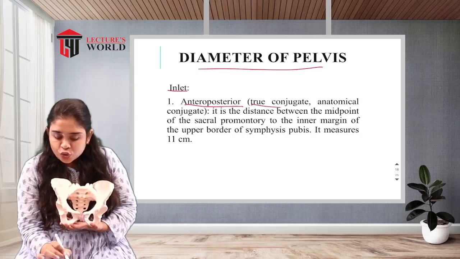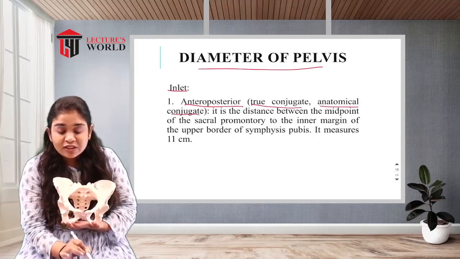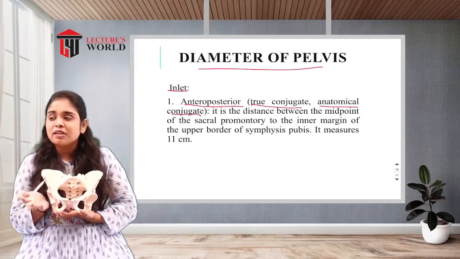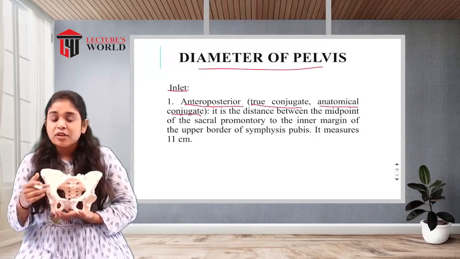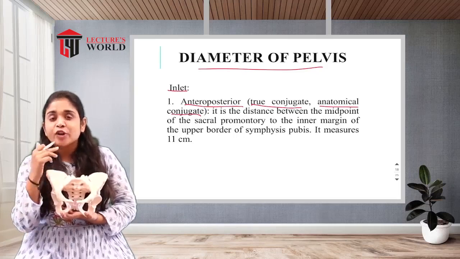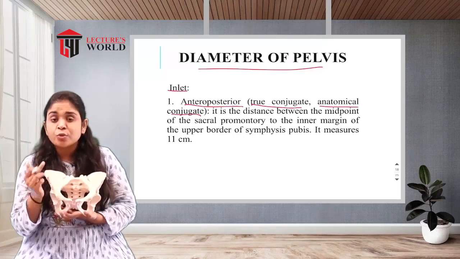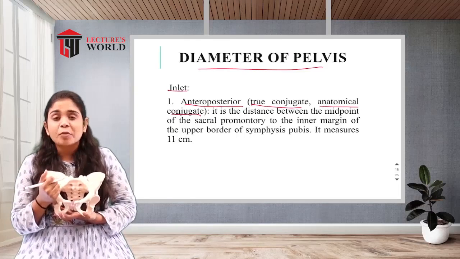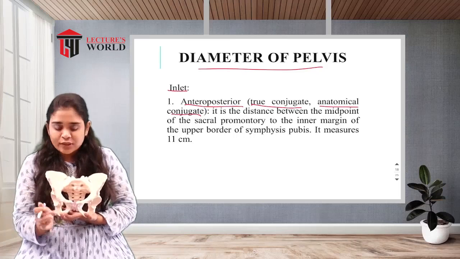So that is the true conjugate, otherwise the anatomical conjugate. So true conjugate, two names are there. Maybe in the exam they can ask you like that. Tell me about the true conjugate. So you have to understand they are talking about the anterior posterior diameter of the inlet. Otherwise they can ask, tell me the anatomical diameter or the conjugate.